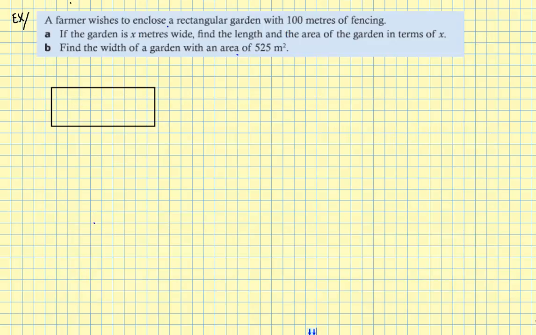The first problem is here. A farmer wants to enclose a rectangular garden with 100 meters of fence. It says, if the garden is x meters wide, we are to find the length and the area of the garden in terms of x.